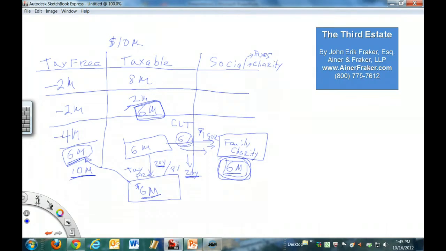The answer is you can create a life insurance trust. I'll put that over here because that's also in the tax-free column. And then you can put in that box whatever you want. You get a $6 million death benefit policy. And that way the kids get their 4 million immediately. They get another 6 immediately. That's 10 million immediately. And then 20 years later, they get an additional $6 million. And the family charity gets $6 million.